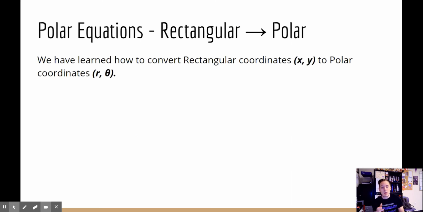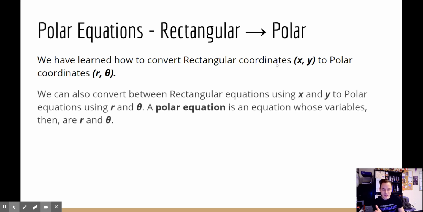I want to first know what rectangular to polar is. So what are rectangular to polar coordinates? Okay, it's the xy coordinates for rectangular going to my polar coordinates r theta. Okay, r theta. So now I can convert between rectangular coordinates using x and y to polar equations using r and theta. The polar equation here is an equation whose variables will then be r and theta, which we should already know. Okay, it doesn't surprise us.